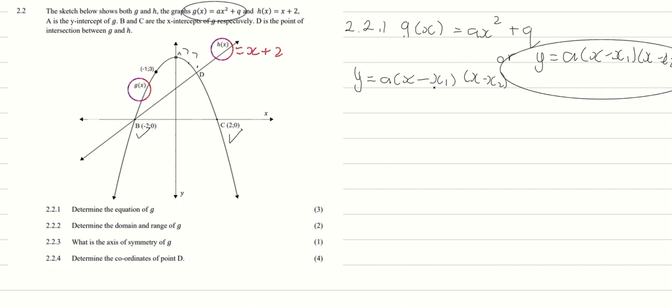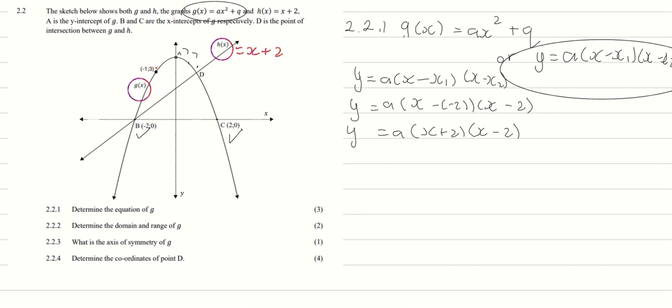Of course, you know that x1 and x2 refer to the roots, so we go y is equal to a(x minus minus 2)(x minus 2). Now we just solve this, so we end up with y is equal to a(x plus 2)(x minus 2). At this point, we need to substitute any point that we can so that we can find a.